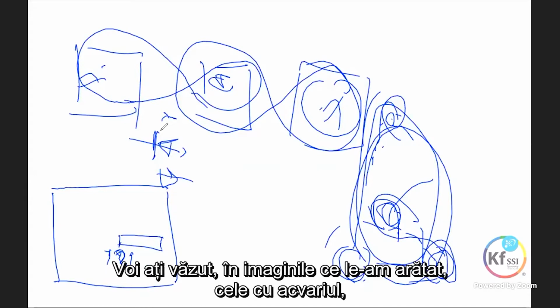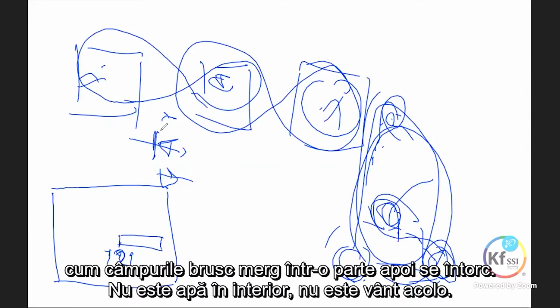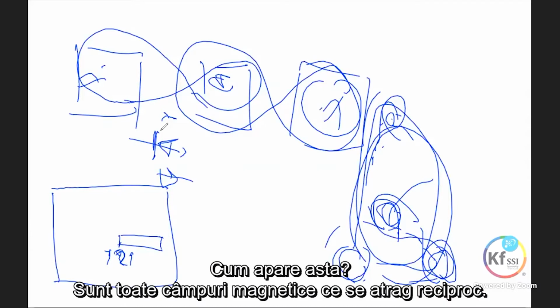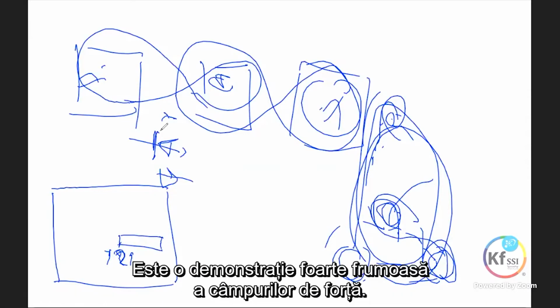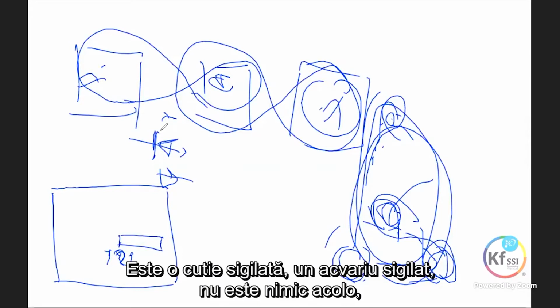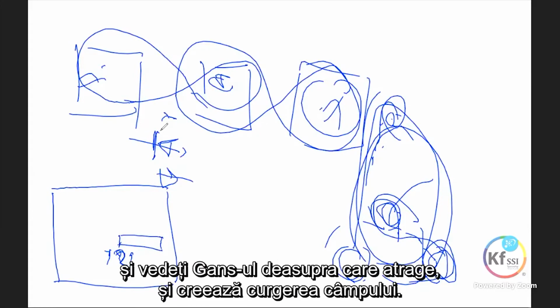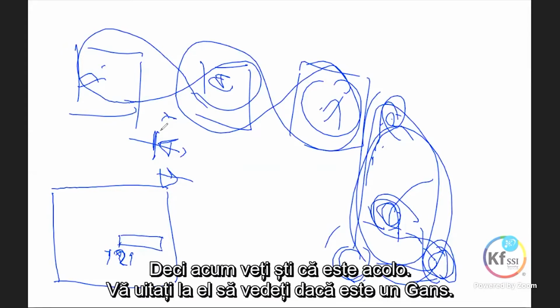You see in the pictures we just saw in the fish tank, how the field suddenly blows to the other side and goes back. There is no water in there, there is no wind inside. How does this come? It's all magnetic field pulling each other. It's a very beautiful demonstration of the field forces. It's a sealed box, fish tank sealed, nothing there, and you see a gas on the top pulling it up and creates field. So now we will really know it's there.